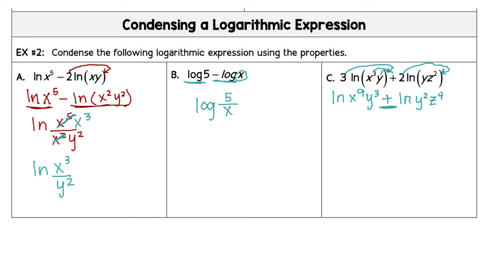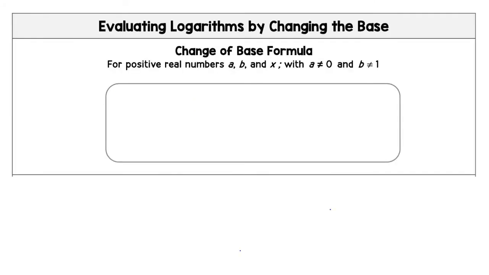Now, you are adding these logs, so to condense them, you would multiply. So I'm going to multiply all of this together. We've got x to the 9th, y to the 3rd, and then y to the 2nd, z to the 4th. So we need to multiply all of that together. So we're going to have natural log of x to the 9th, y to the 5th, and then z to the 4th. Oh heck, I forgot to erase that.